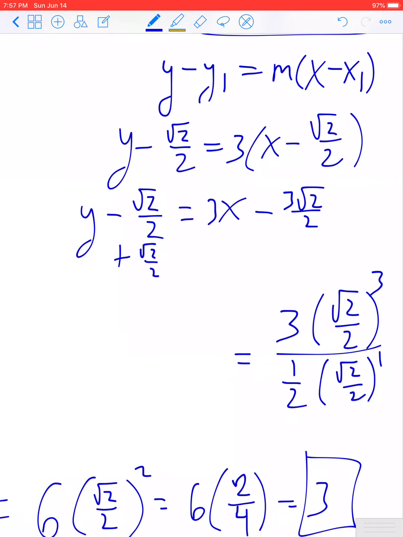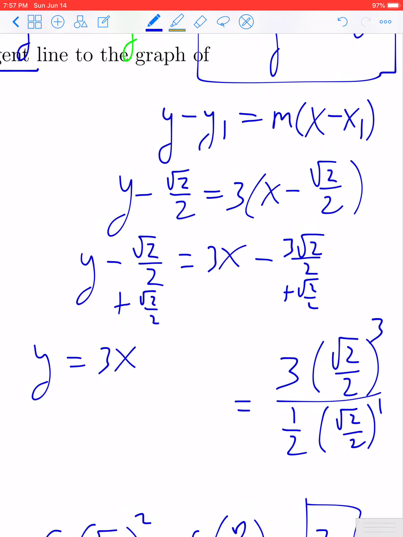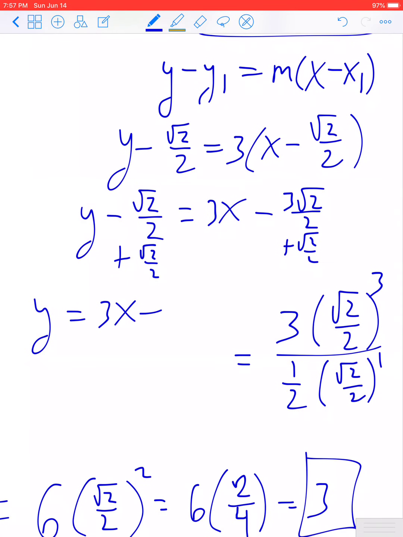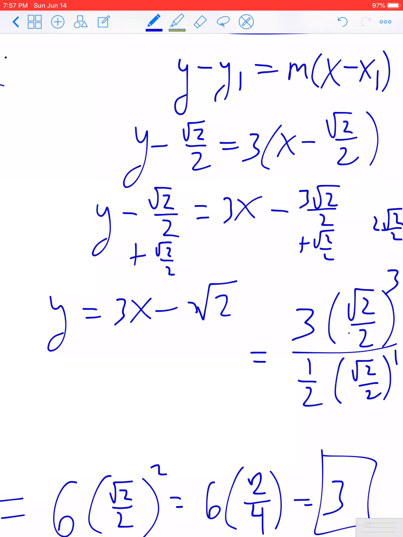And now add the square root of 2 over 2 to both sides. We get y equals 3x minus 3 square root of 2 over 2 plus the square root of 2 over 2 will give us 2 square root of 2 over 2, which is simply going to be the square root of 2. And there you have it. That's going to be the equation of the tangent line to the curve at the point radical 2 over 2, radical 2 over 2. It's a straight line that has a slope of 3, and its y-intercept would be negative square root of 2.